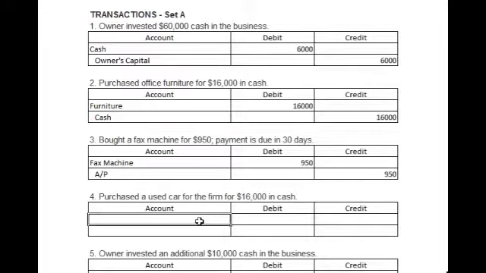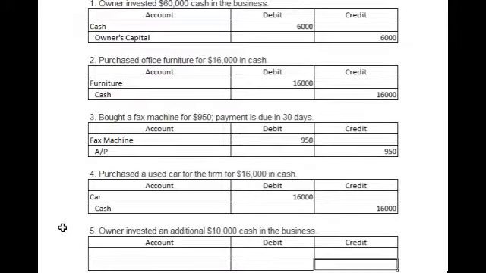Number 4, we purchased a used car for the farm for $16,000 in cash. Okay, this is easy. This is very similar to number 3, except that it was paid in cash. So car is a type of asset, increased by $16,000, and we paid cash instead of promising them we'll pay next time. So cash will go down by crediting it.